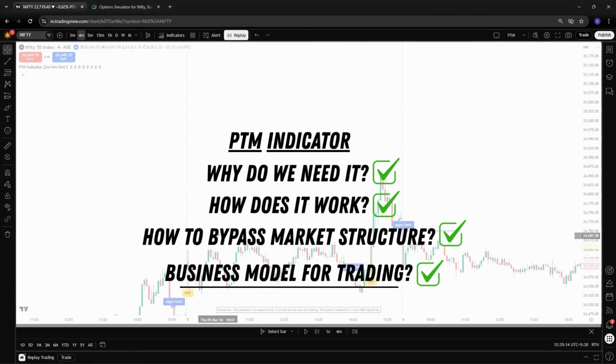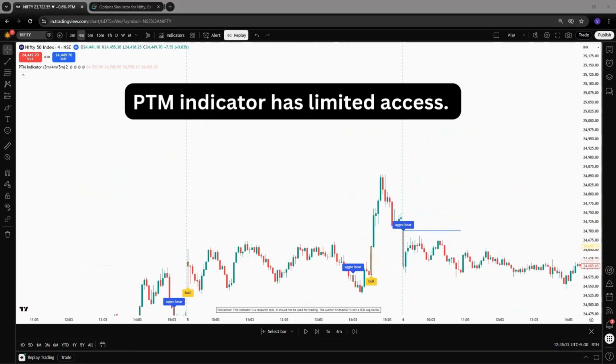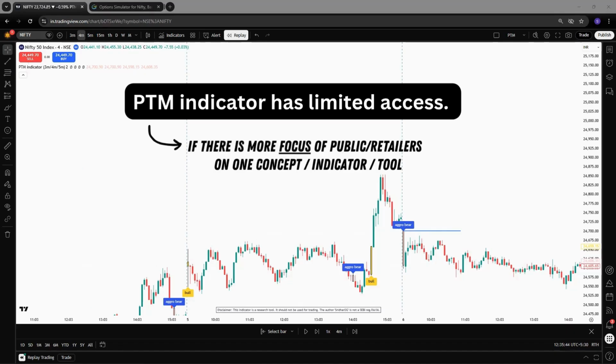And before you ask me for a demo, how do you get the indicator? I'll tell you. Before that, I want to tell you something very important. This indicator is very limited. I'll tell you the reason. It's because the more people use it, it will not work. Simple. It's just like a strategy which is in public where everyone thinks it's so. The main funda is the more the public focuses on one concept, one indicator, or one tool, that will stop working. That is how the market behaves. It has always behaved like that for generations.